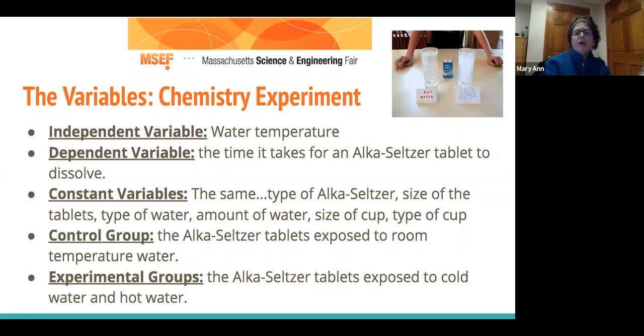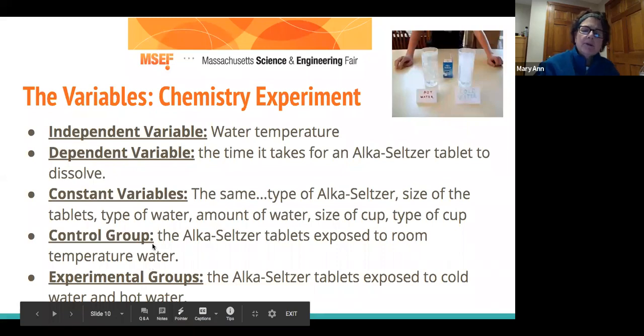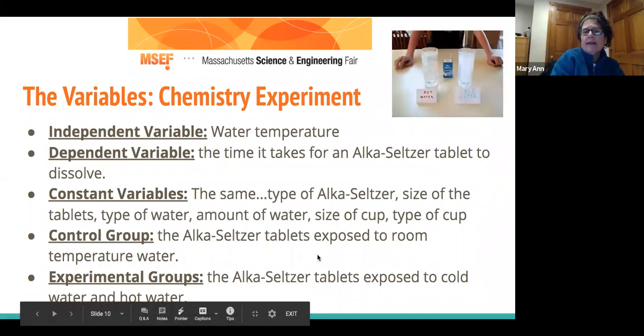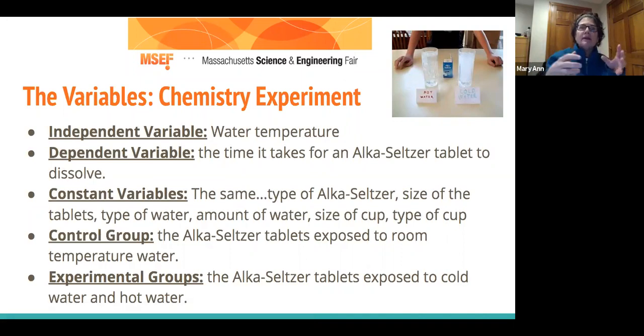No, that's fine. I like the word group just because it's a group of tablets, because you're going to have to repeat this many times. So if you do 20 trials of each, the room temperature, the hot and the cold, then your control group is the 20 tablets that just got room temperature. It's like a little group, or your control group would be the group of plants that just got room temperature water. Because you wouldn't just use one plant, right? You wouldn't just use one Alka-Seltzer tablet.